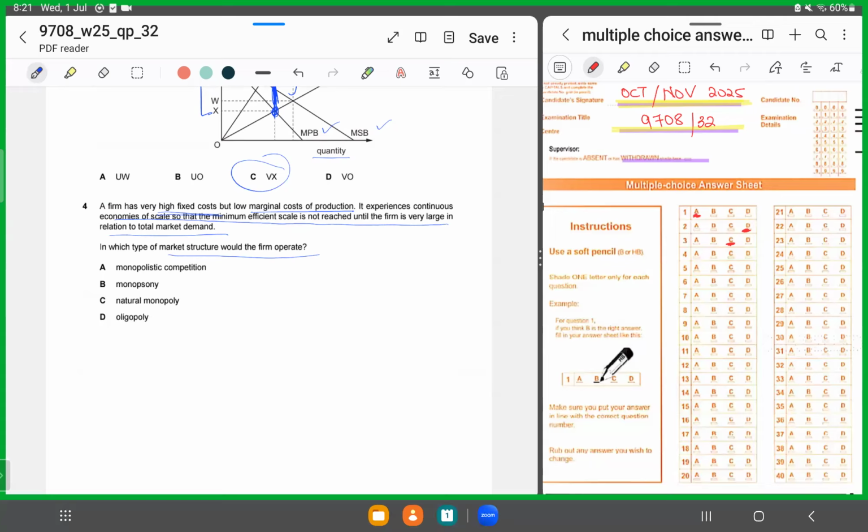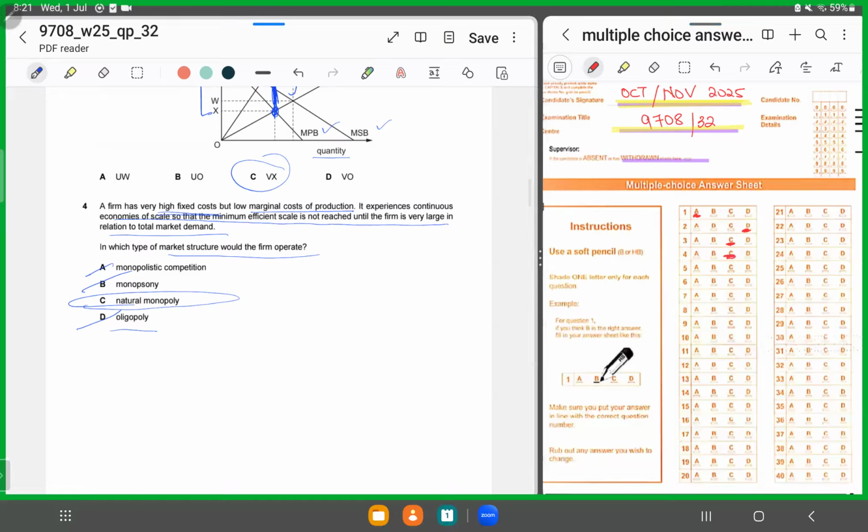Obviously, it talks about a natural monopoly because we all know that's a situation when a single firm is supplying the whole market. So it's very giant in size, right? And it supplies its product at a lower cost as compared to other small firms. So it has to be C. It cannot be A because in A, again, there are a number of small firms. It cannot be B because in B, you're talking about one single buyer. It cannot be D because in D, it's not necessary that the firm achieves economies of scale. So it has to be C.